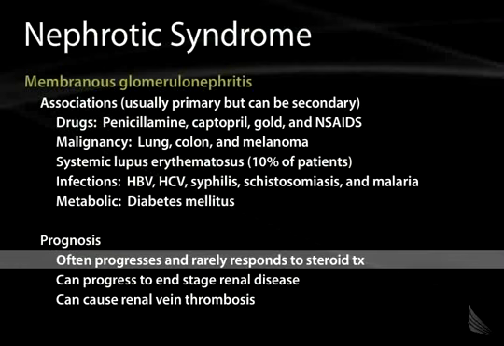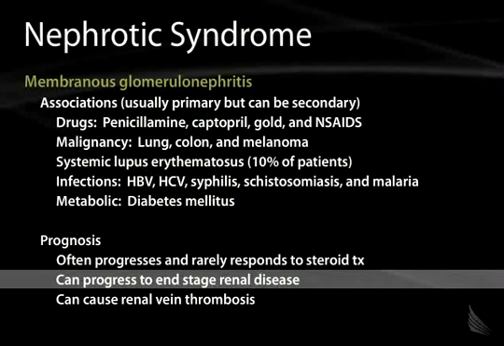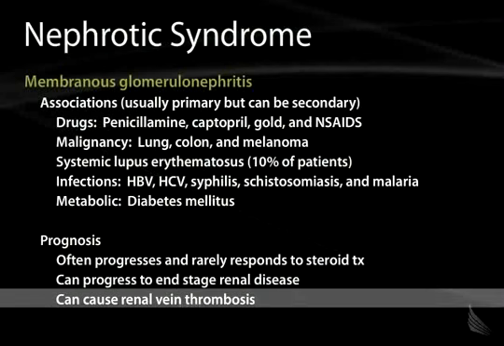This is very likely to progress. The prognosis is usually grim. It rarely responds to steroid therapy and usually ends in end-stage renal disease. A clinical association that you can see with this disease is renal vein thrombosis, leading to complete obstruction of the renal vein.